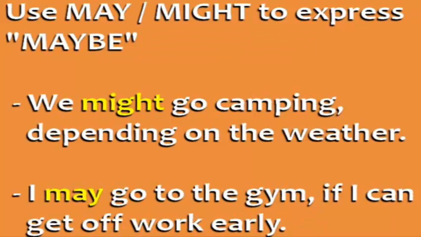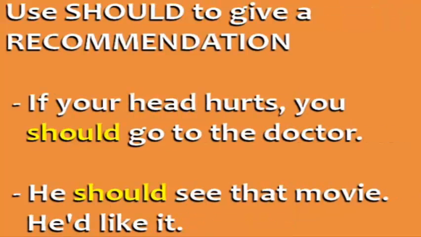Use may and might to express the idea of maybe. We might go camping depending on the weather. This means if the weather is good, we will go, and if the weather is not good, we won't go. I may go to the gym if I can get off work early. Again, it's not a certainty, but maybe I will go, depending on my work.